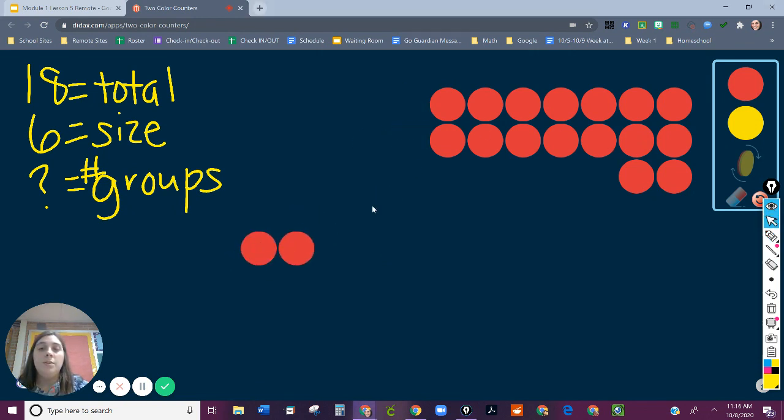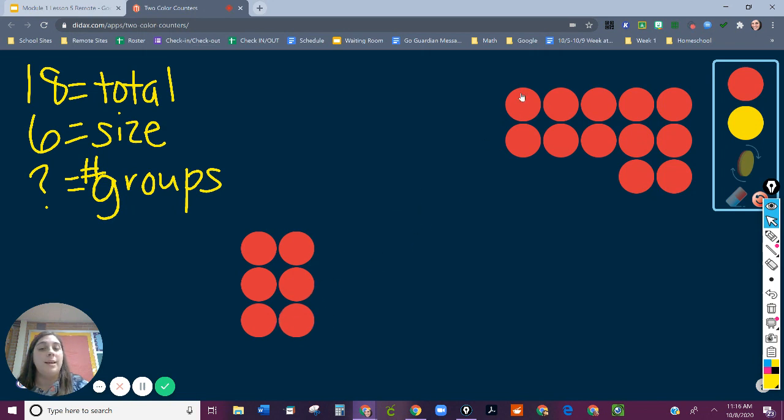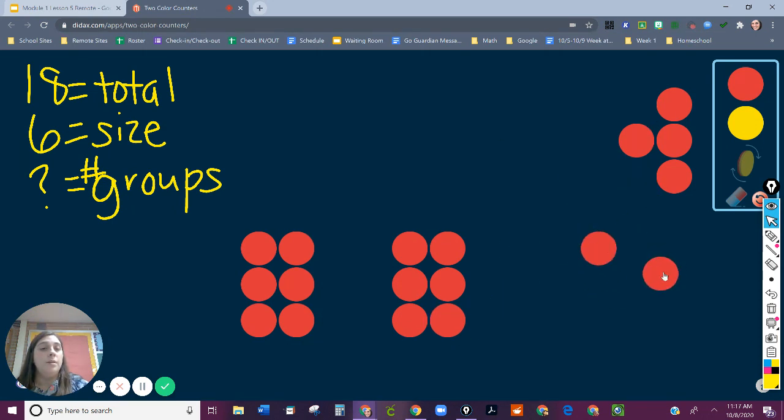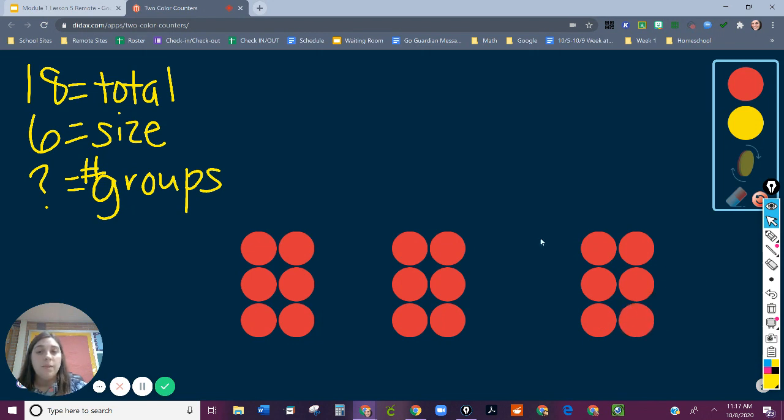1, 2, 3, 4, 5, 6. Next group. 1, 2, 3, 4, 5, 6. Next group. 1, 2, 3, 4, 5, 6. So if this is 6 people per table, we can now see how many tables we are going to need.